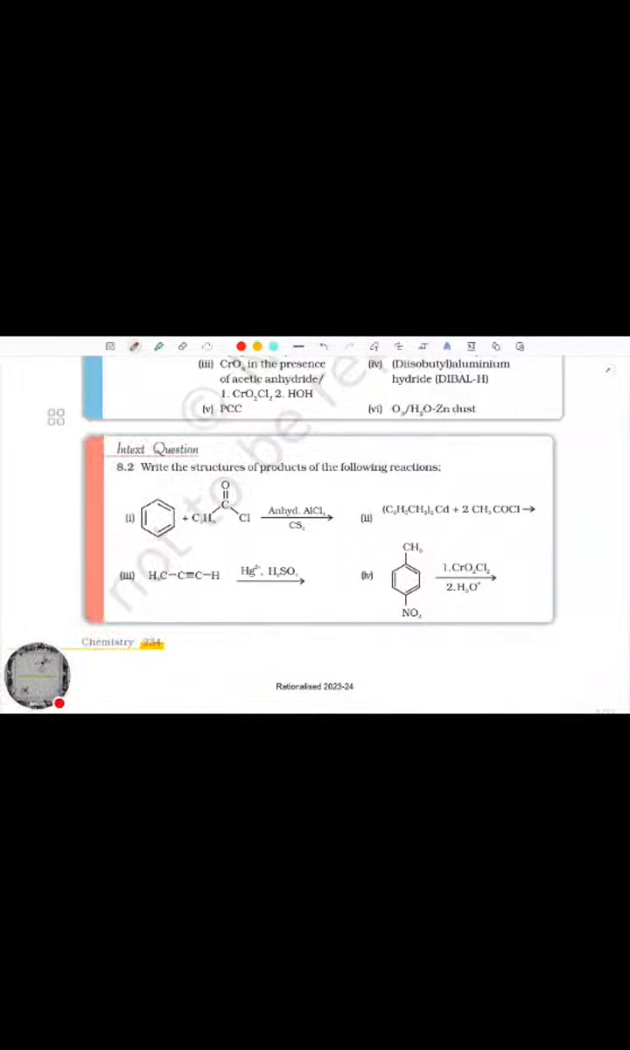Write the structures and products of the following reactions. So basically this is an acylation reaction. Acylation means we will remove the Cl and directly add it to the carbon. So I will have to draw the structures, that's it, right? Yeah. And then I have dialkyl cadmium with CH3C double bond O Cl, which means it's going to form R-C double bond O-R dash. I think that's the reaction.